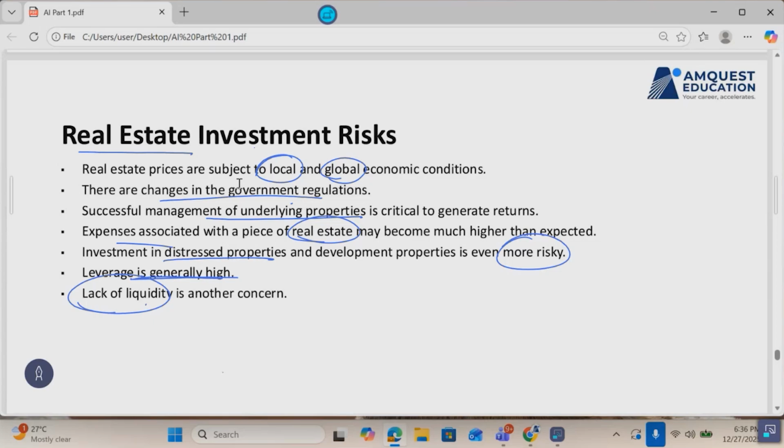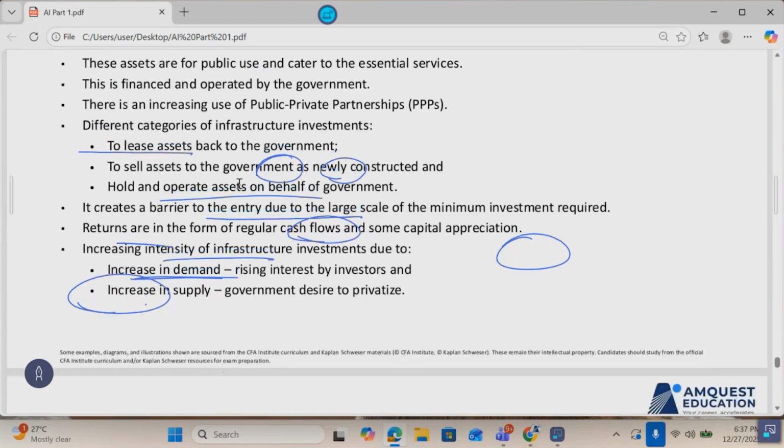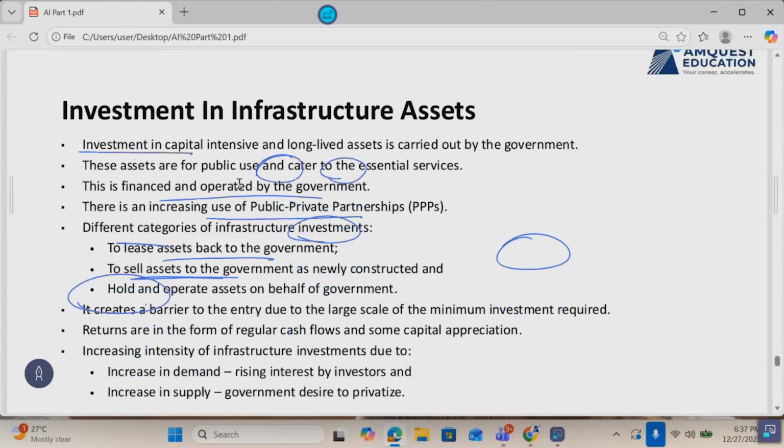Clear? Okay. So we learned about what the risks are and what the returns are on real estate. Okay. So please learn and understand how to identify and measure risk, what the various risks are, how to measure returns, what the various indices are, performance, and so on. Okay. Now let's go on to the next part of this, which is infrastructure. So we discussed real estate. Now let's look at infrastructure.